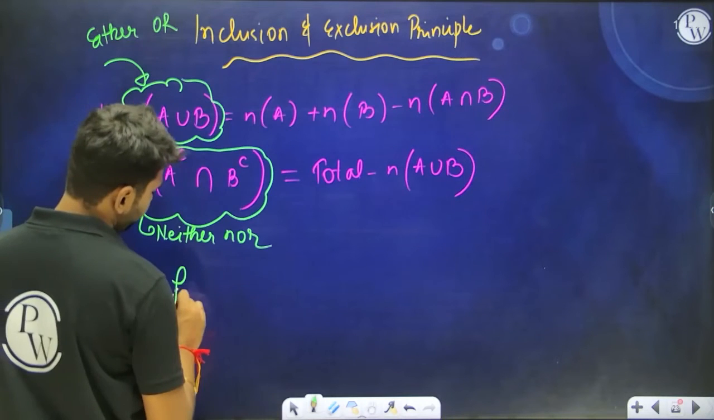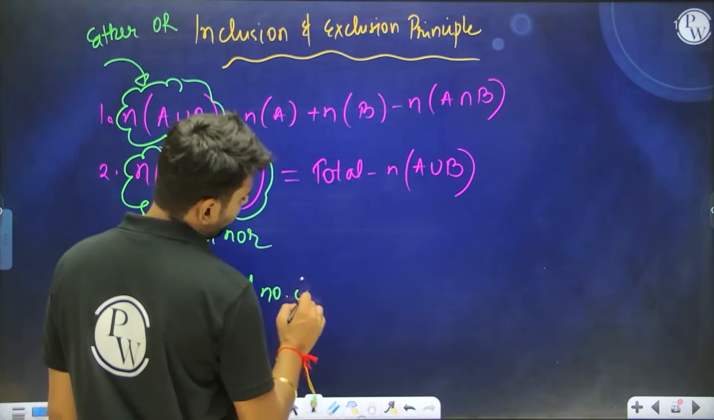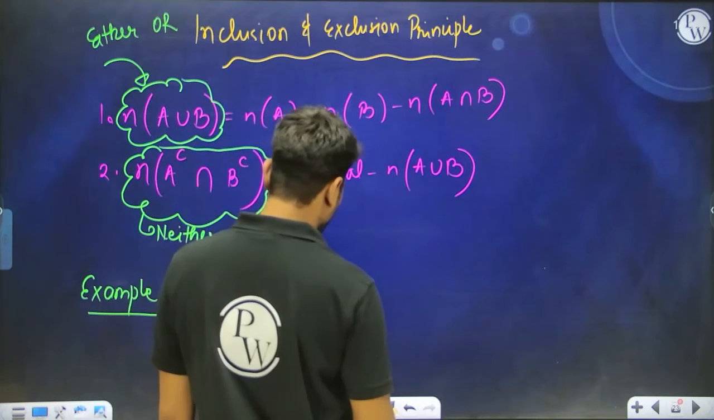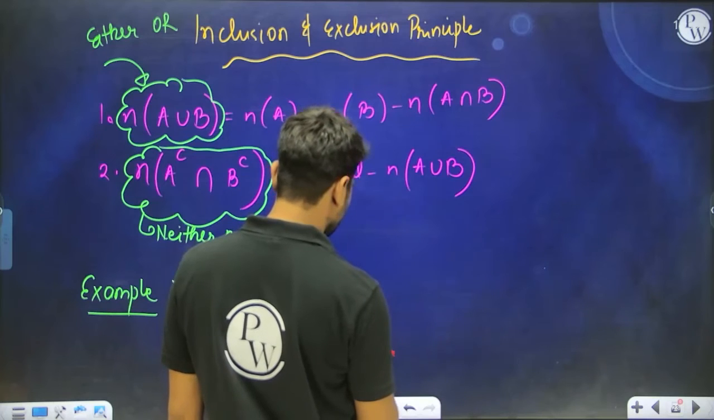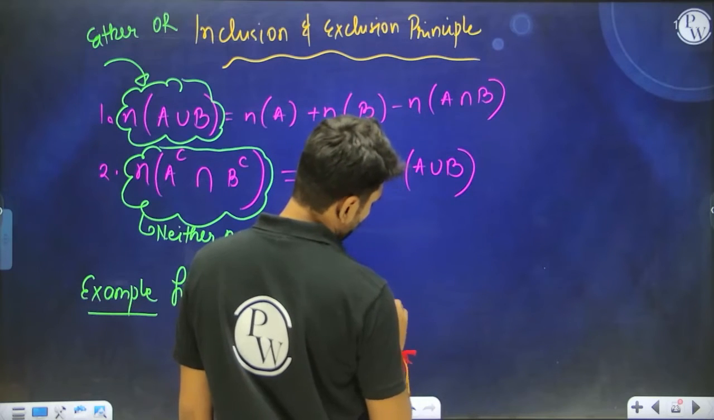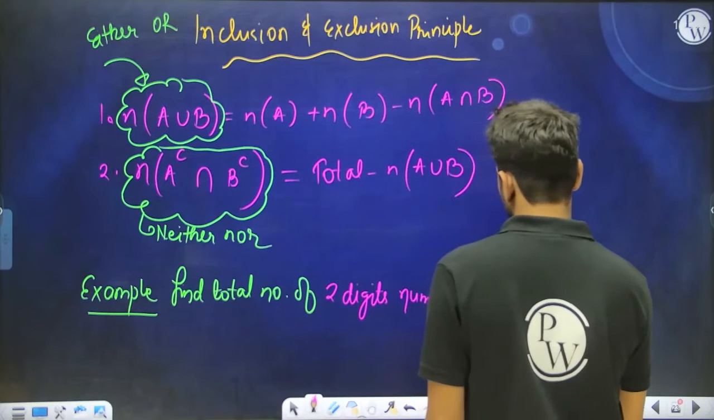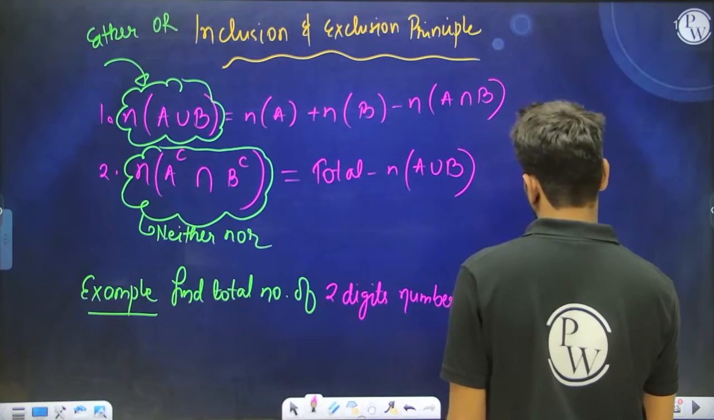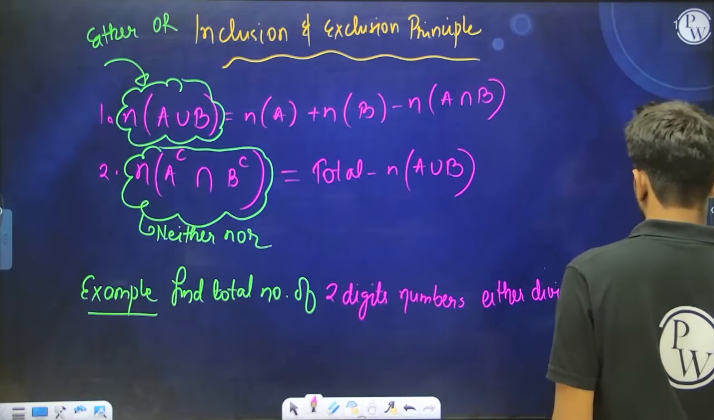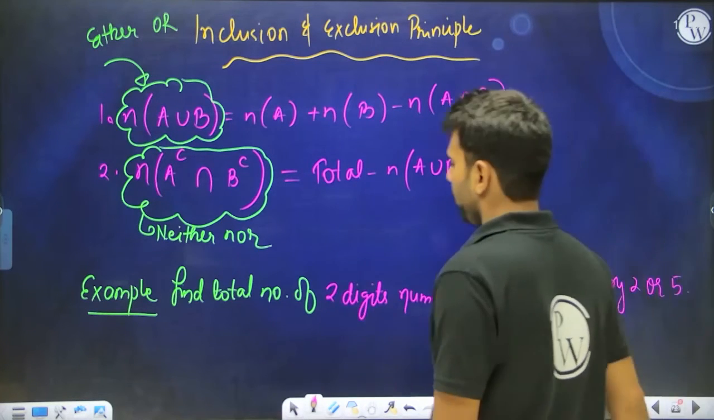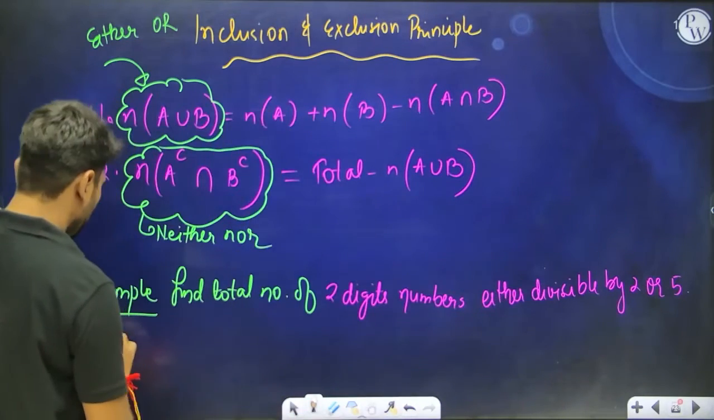Example. Find the total number of two-digit numbers either divisible by 2 or 5. Find the total number of two-digit numbers either divisible by 2 or divisible by 5.